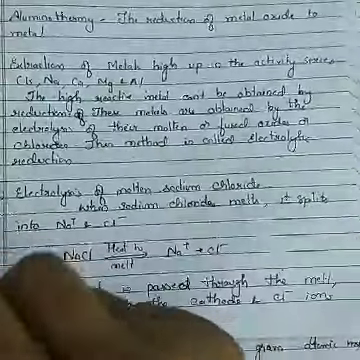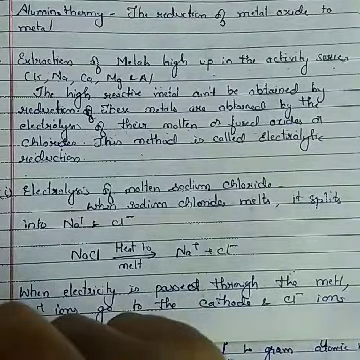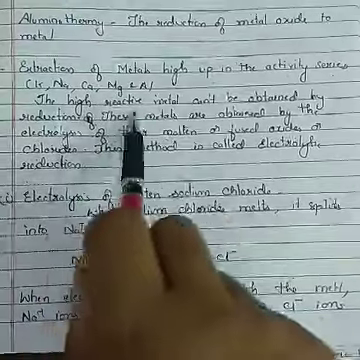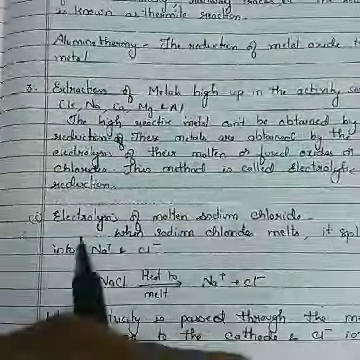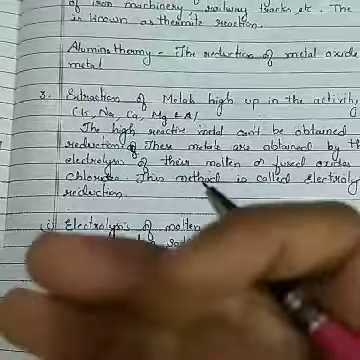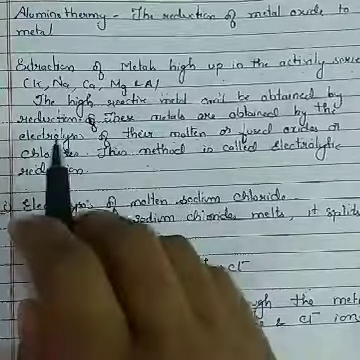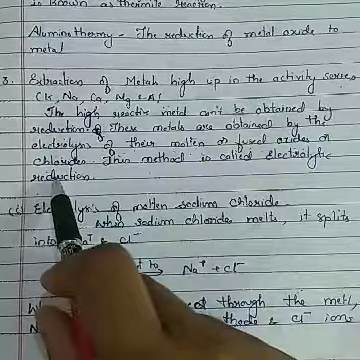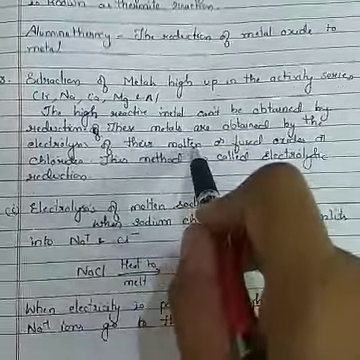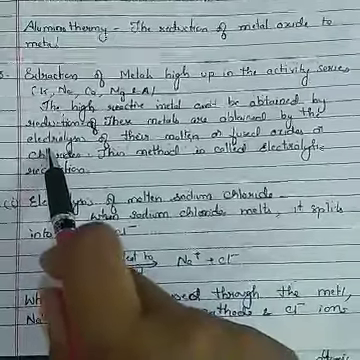For this, we use electrolytic reduction. The highly reactive metals cannot be obtained by the reduction process that we used for the extraction of metals of low and middle reactivity. In this, these metals are obtained by the electrolysis of their molten or fused oxides or chlorides. Electrolysis of the molten form means you have to pass an electric current in the molten state.